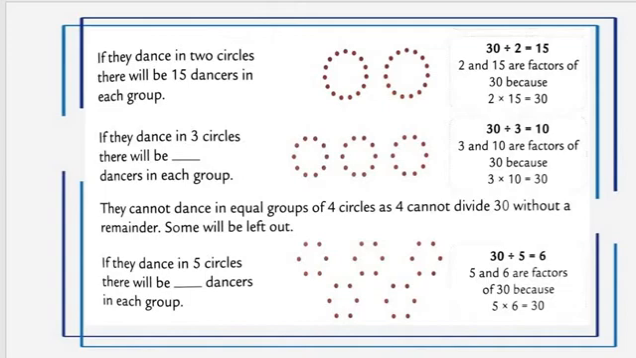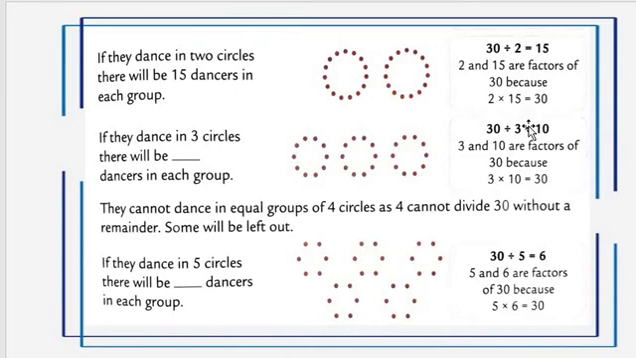Understood, my dear students? So dear students, there are two groups. How many groups are there? Two groups are there. But each group has 15 dancers. How many? 15 dancers. So 30 divided by 2 is equal to 15. 2 15s are 30 and 15 2s are 30. Understood, my dear students?